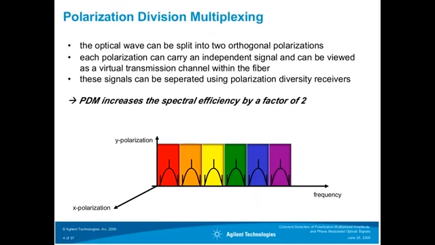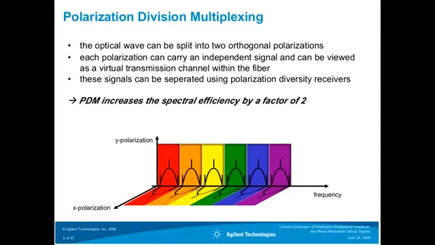So polarization division multiplexing is all about increasing spectral efficiency. Since the optical wave is a transverse electromagnetic wave, you can split this into two orthogonal polarizations, and you can modulate a signal on each of these polarizations. That's why you can carry an independent signal on each of these two polarizations.